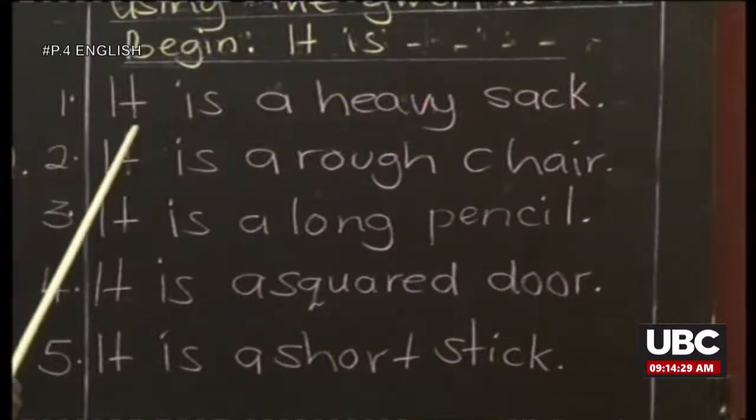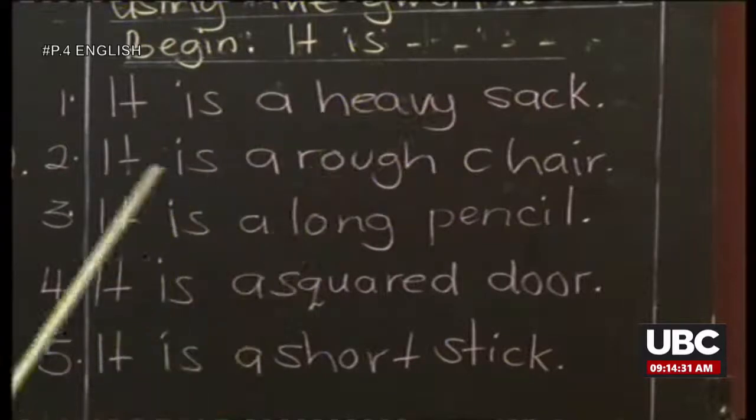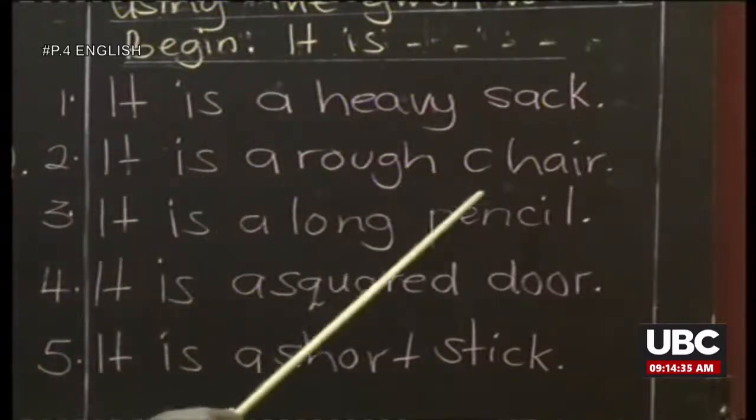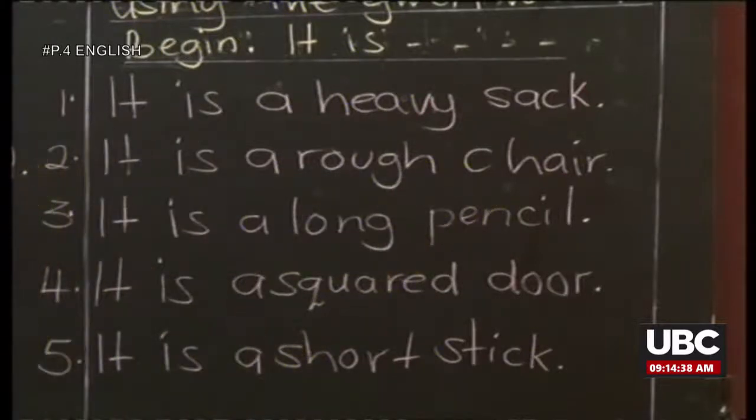Sentence number 1, it is a heavy sack. Sentence number 2, it is a rough chair. Sentence number 3, it is a long pencil. Next, it is a squared door. You are describing the door. Sentence number 5, it is a short stick.